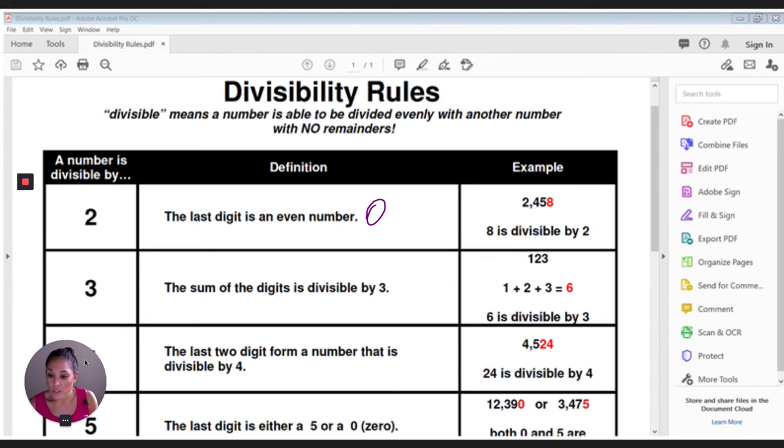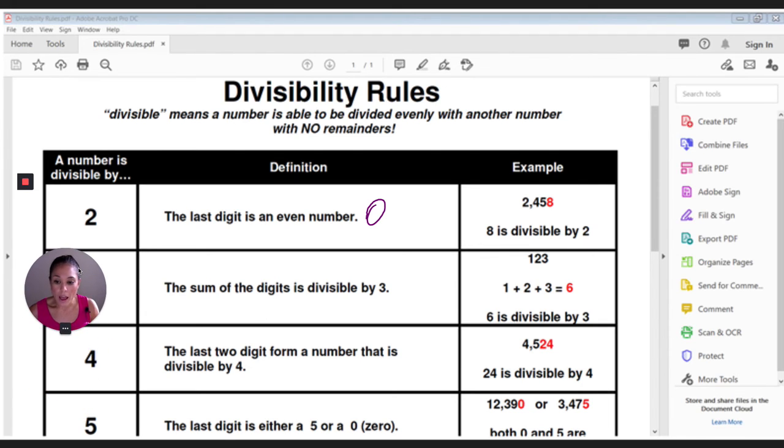A number is divisible by 4 if the last 2 digits form a number that is divisible by 4. So let's look at this number, 4,524. Okay, we're looking at the 24 right here. 24 is divisible by 4. We know that 4 goes into 24 6 times.